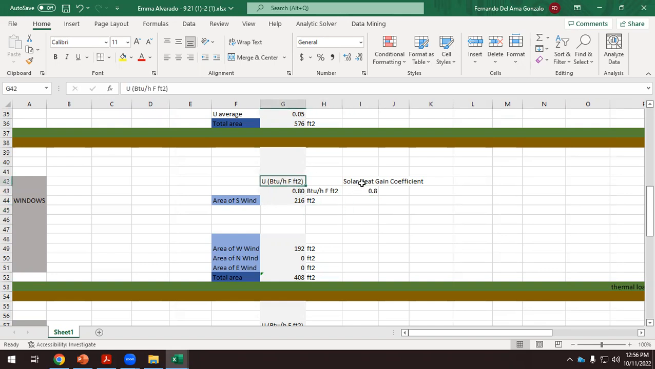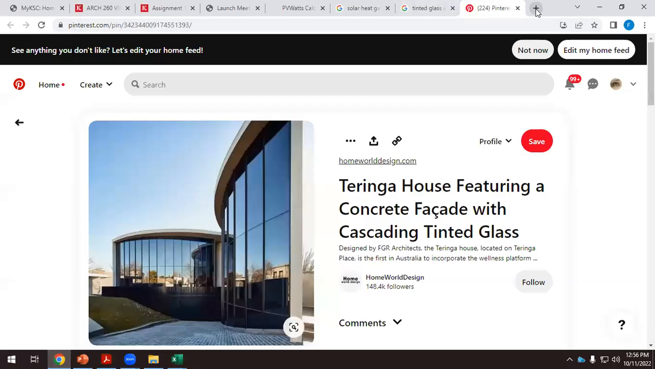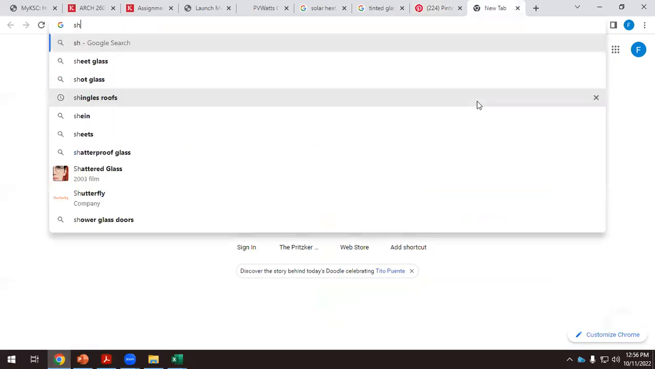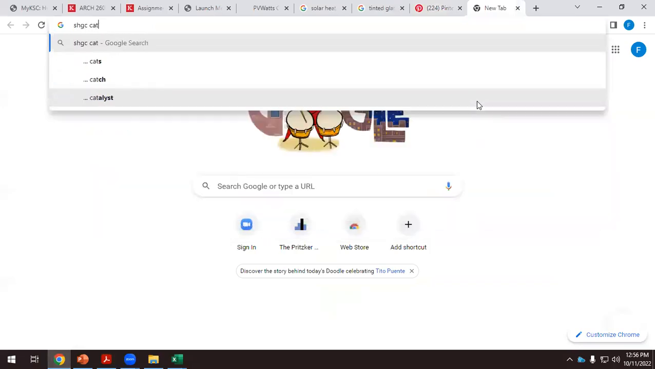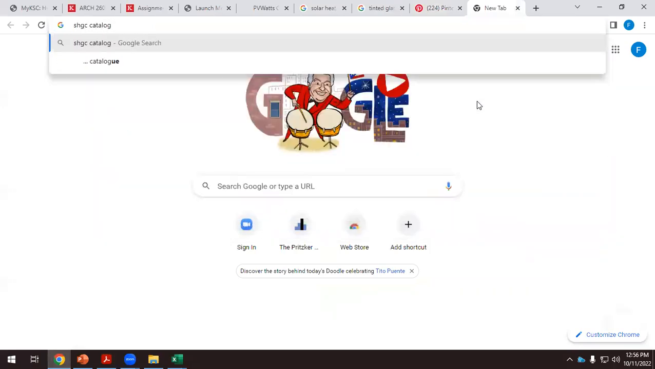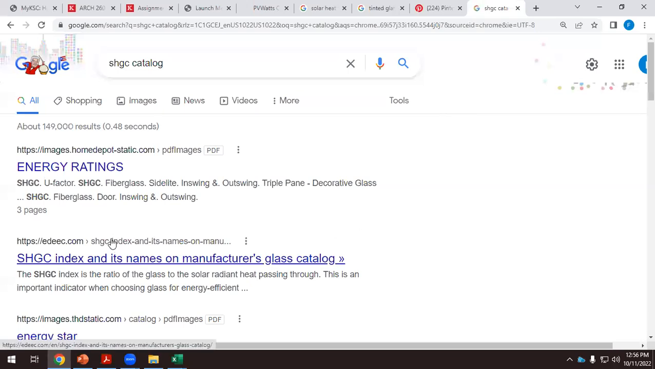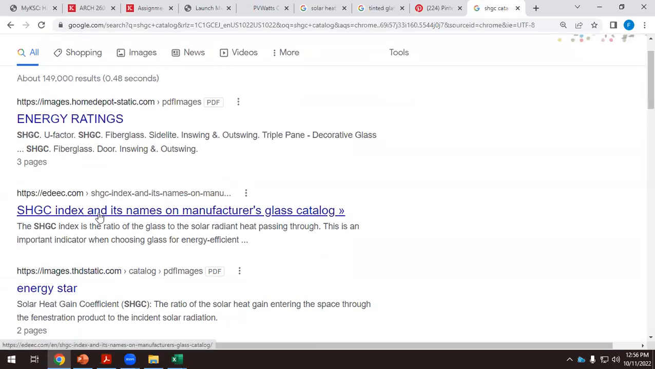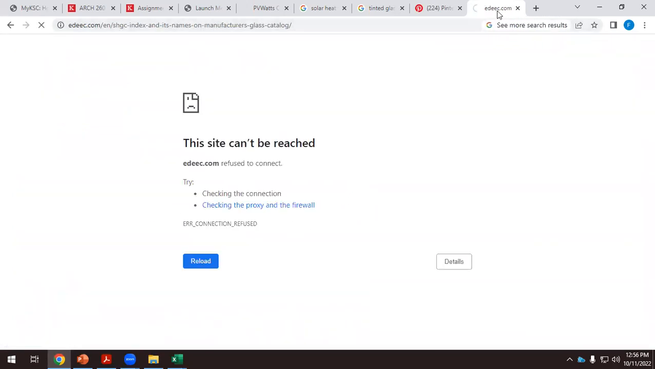Okay, so we need the U value and we need this. Where do we get this information? If we have a solar heat gain coefficient catalog. So we have to go to the glass manufacturer, and here this side can be reached.